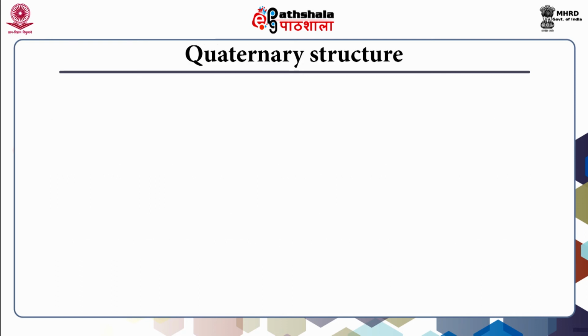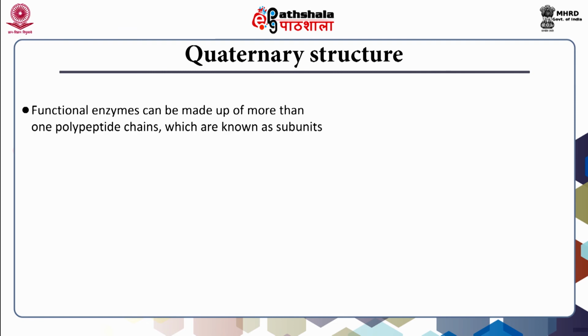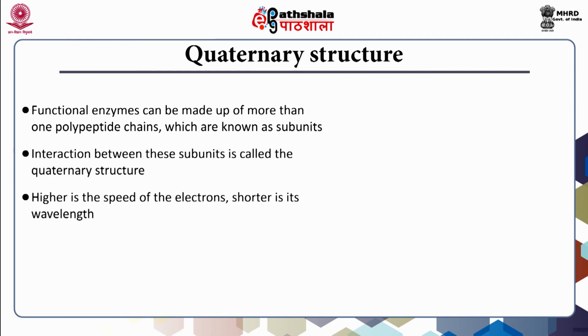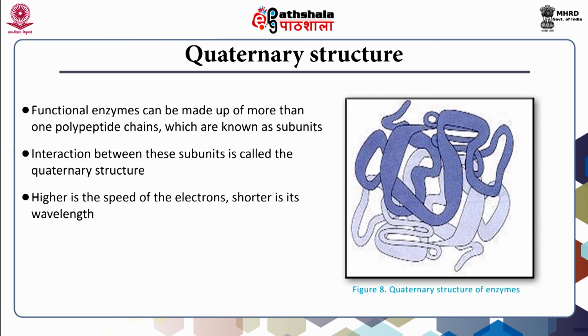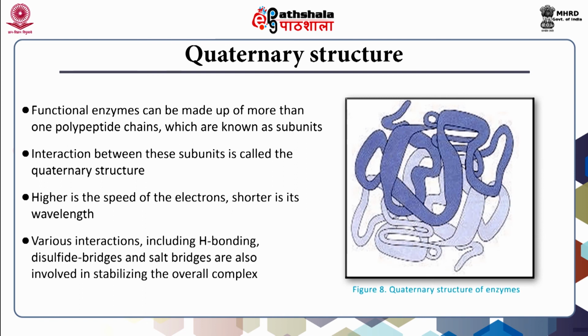Sometimes proteins or functional enzymes can be made up of more than one polypeptide chain, which are known as subunits. The interaction between these subunits is called the quaternary structure. Various interactions, including hydrogen bonding, disulfide bridges, and salt bridges, are also involved in stabilizing the overall complex.